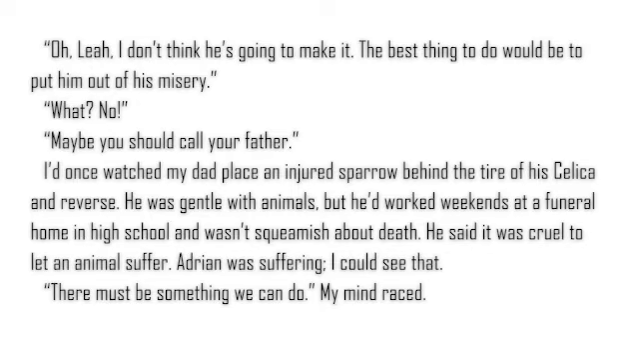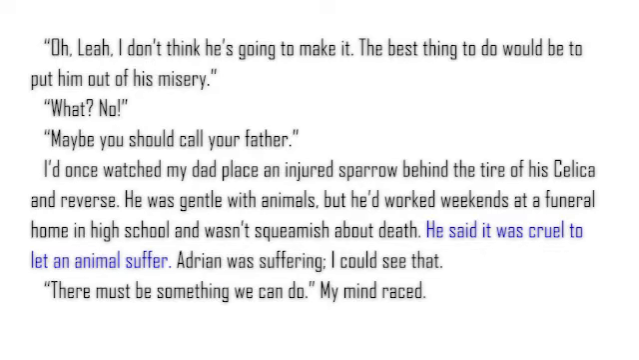So she's just come back to the point, and that gets us back into the present day timeline. In Where You End and I Begin, the flashback ends with, he said it was cruel to let an animal suffer. So that's the end of the flashback. And to get back into the main story, she comes back to this point. Adrian was suffering. I could see that.